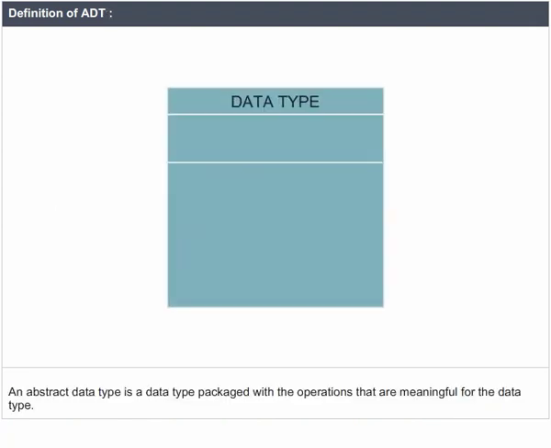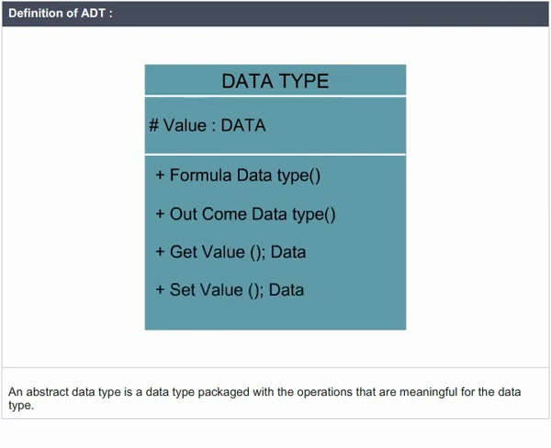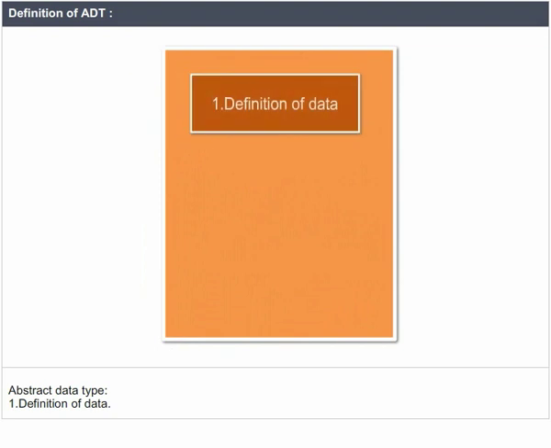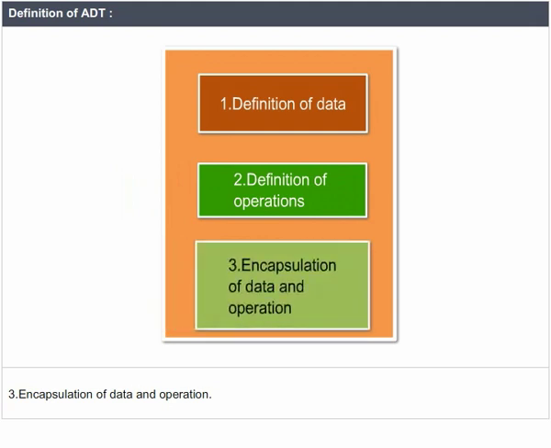An abstract data type is a data type packaged with the operations that are meaningful for the data type. We then encapsulate the data and the operations on the data and hide them from the user. Abstract data type: definition of data, definition of operations, encapsulation of data and operations.